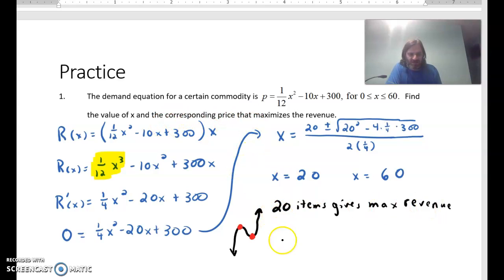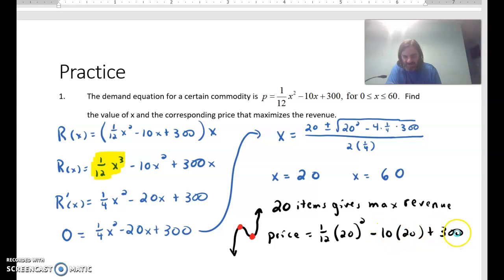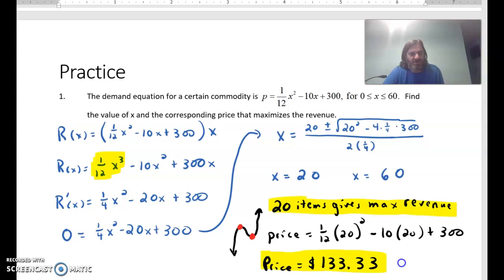It says find the corresponding price. So we could plug that 20 into the P. Price equals 1/12 20 squared, the P for the price up here, minus 10 times 20 plus 300. So that price will be, I'll have to use a calculator. I know the last part of this is 300 minus 200, so I'm going to be adding 100 to whatever I get. So I get 400 divided by 12 plus 100. So approximately, when I round off, this price that I want to sell things at to maximize my revenue will be $133.33-ish. So 20 items for the max revenue, and the price that makes that happen would be $133.33.